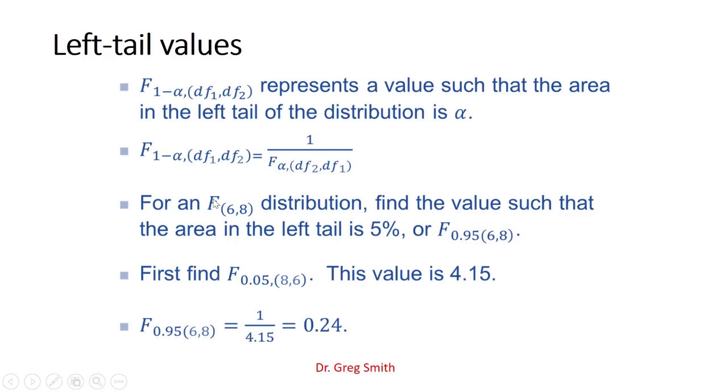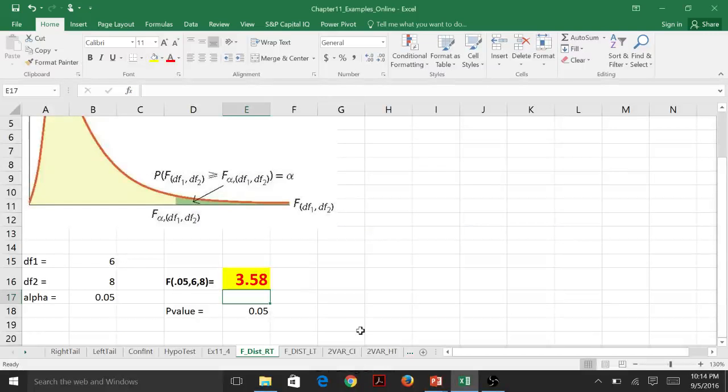So if I want that same distribution we looked at, F of 6 and 8, in the right tail it was 5%. In the left tail, 95%, that's 1 minus alpha, 6 and 8. But to calculate it, I have to find 5% of 8 and 6. They're reversed. This gives me a value of 4.5, which I then have to flip, dividing it into 1. So 1 over that gives me 0.24. Kind of iffy. Take a moment to look at this and make sure it makes sense. Let's go over here and look at it.